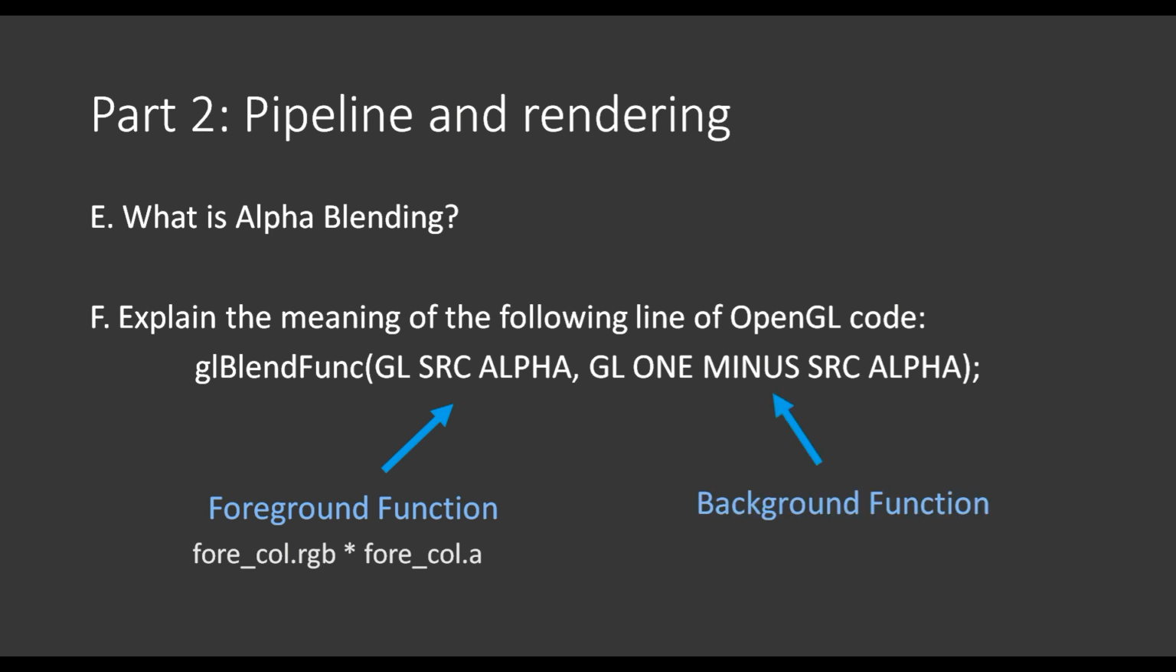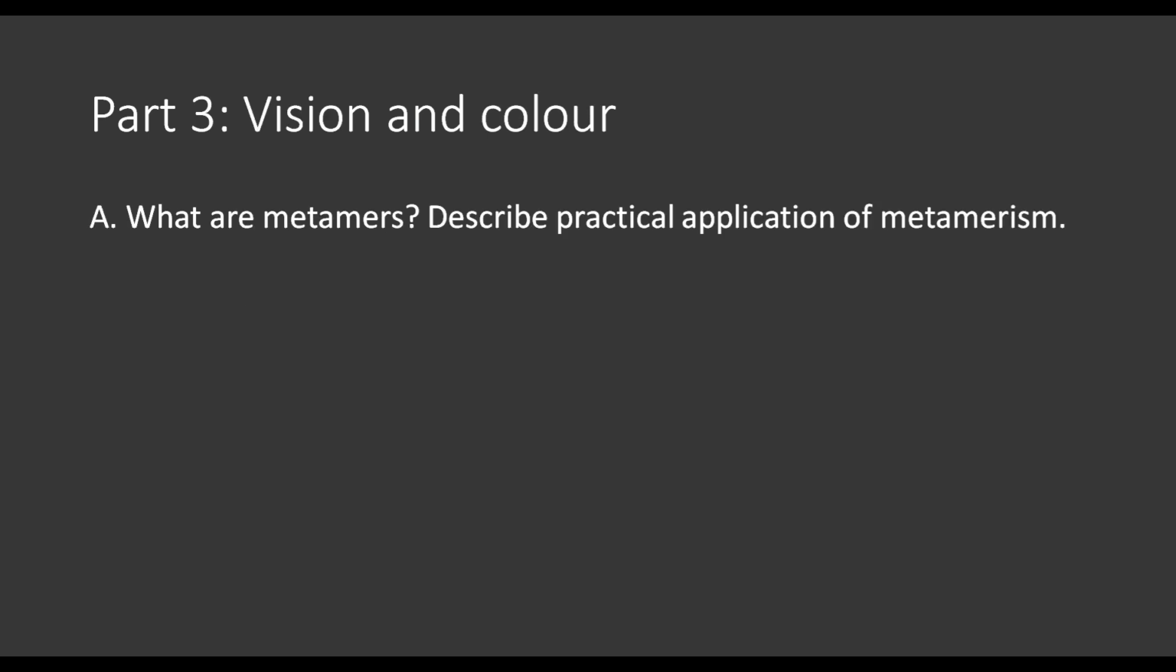The second parameter corresponds with the amount of background contribution, or background color. In this case we have GL_ONE_MINUS_SRC_ALPHA, which means that to get the contribution from our background, OpenGL will multiply our background RGB triplet with the value of 1 minus foreground alpha. As a result, we get a linear interpolation between foreground and background colors. And this linear interpolation is parameterized with our foreground alpha channel. So this wraps up part 2, pipeline and rendering.